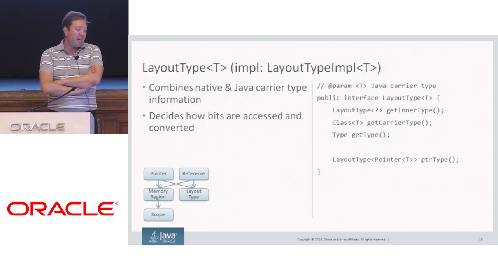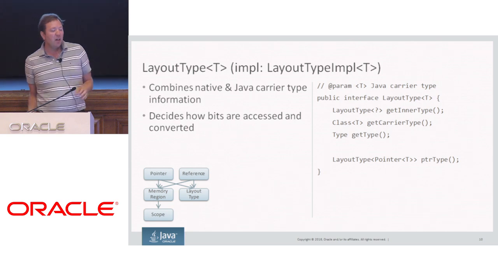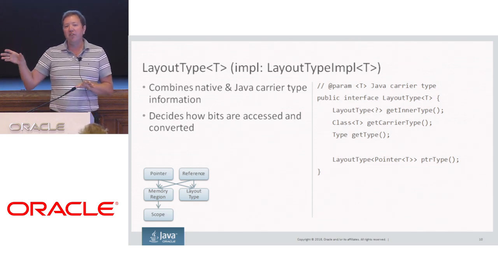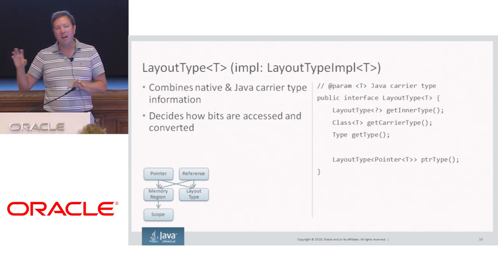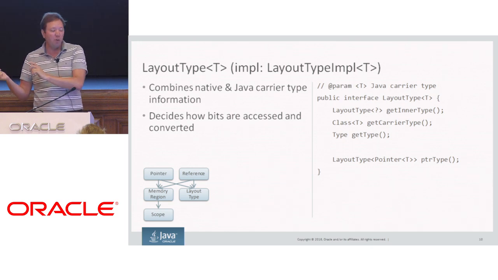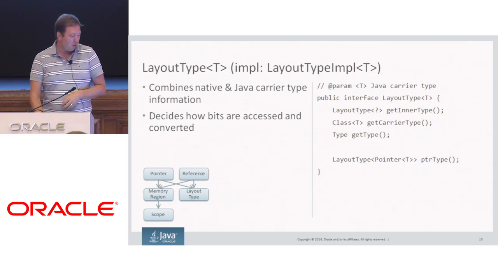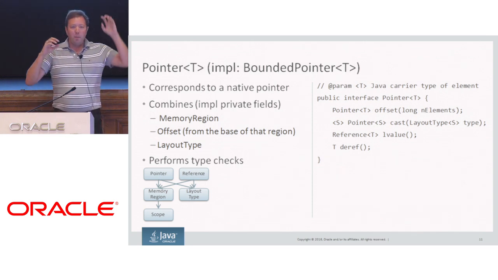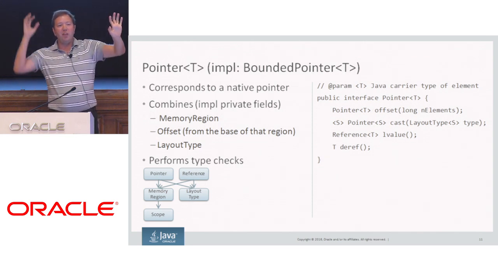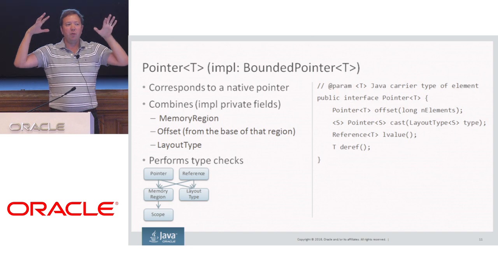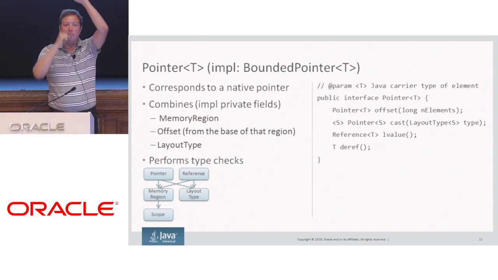We have something called a layout type, which is the other leg now, which combines the carrier type and the native types and keeps track of how those relate to each other and how they can be converted back and forth. I'm not going to say an awful lot more about that. A pointer then combines a memory region with a layout type. So this is where we have all the functionality baked into a pointer.